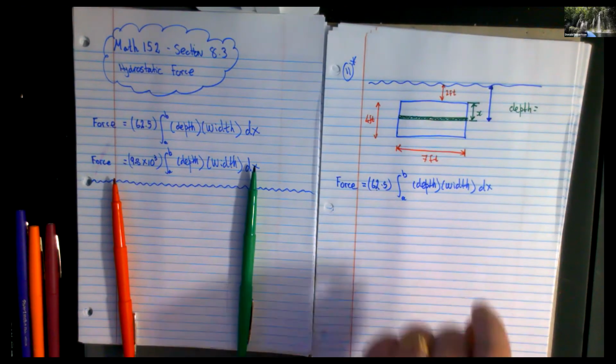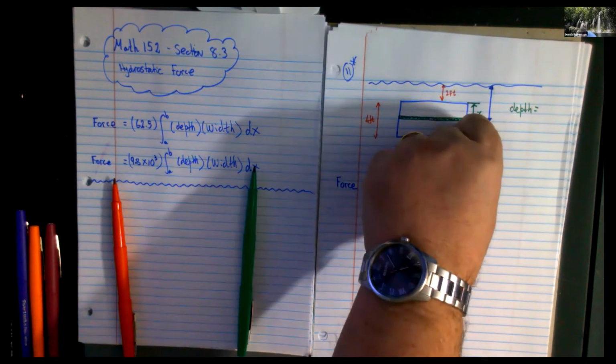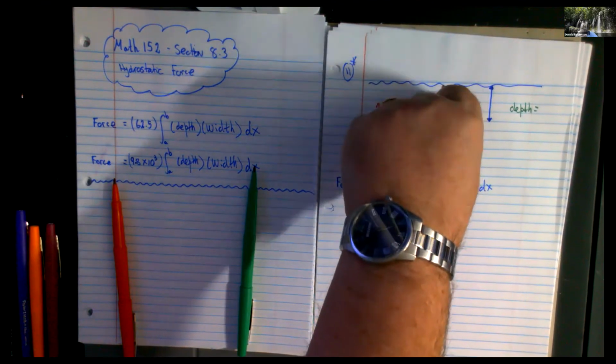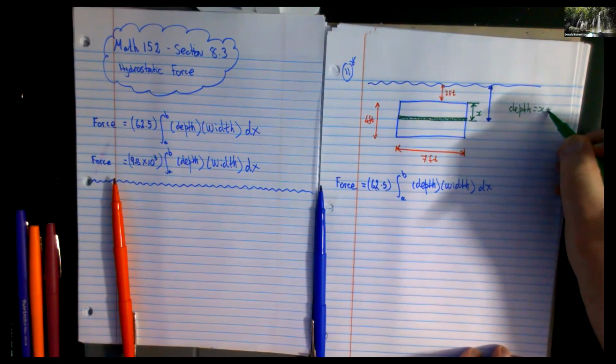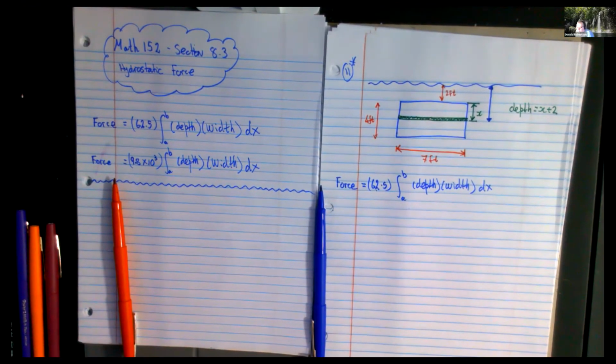Now, from the top of the shape to the strip is x, and from the top of the water to the top of the shape is another 2. So are we okay with that being x add 2? Are you comfortable how I figured out what the depth of that strip is? It's 2 feet plus another x. Okay, I got a thumbs up on that.